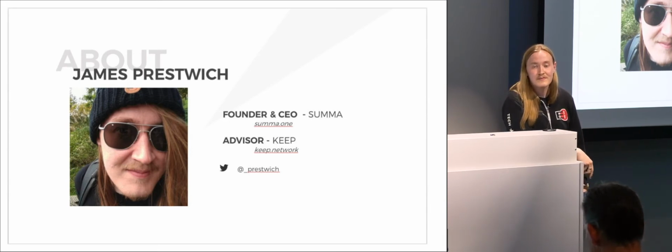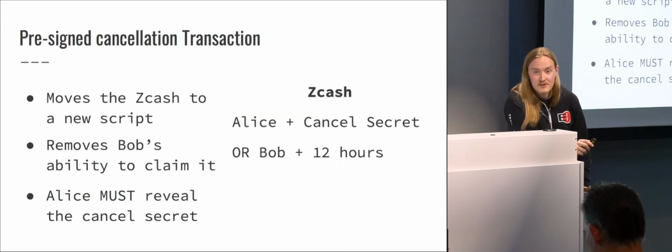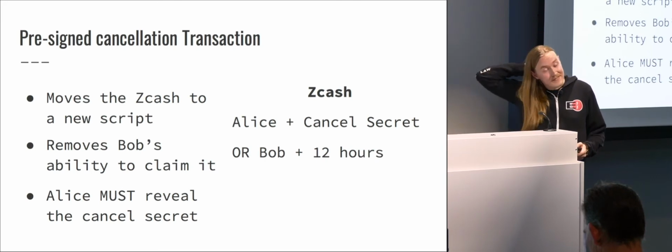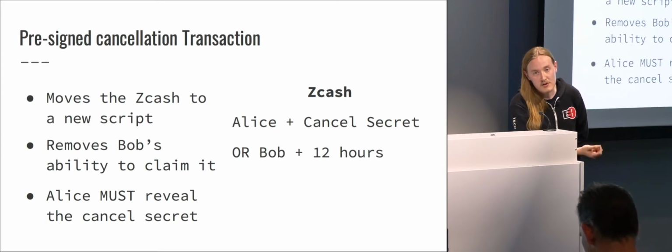Yes? The cancellation transaction? Yes. The second output was Bob after 12 hours. So the cancellation script. Right, the cancellation script. Is that just to incentivize Alice to produce the secret? Yes, that is to force Alice to allow the cancellation, or she loses her Zcash, and then Bob gets his Bitcoin back after 6 months. So if Alice does not cooperate with the cancellation, she loses everything.